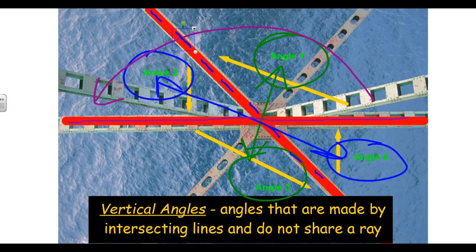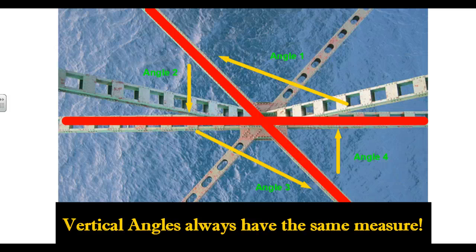So 1 and 2 are supplementary angles. They create that straight line in purple. 2 and 3 are supplementary angles. And really it's the angles that don't share any of those rays from the intersection that are the vertical angles: 1 and 3, and 2 and 4. The important part about vertical angles is that their measures are always the same. Things like vertical angles and supplementary angles are what we're going to use to start solving some compound figures.